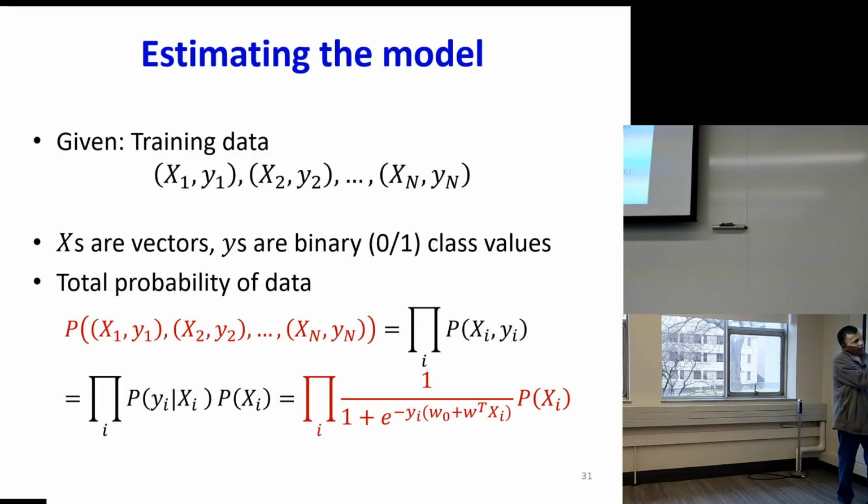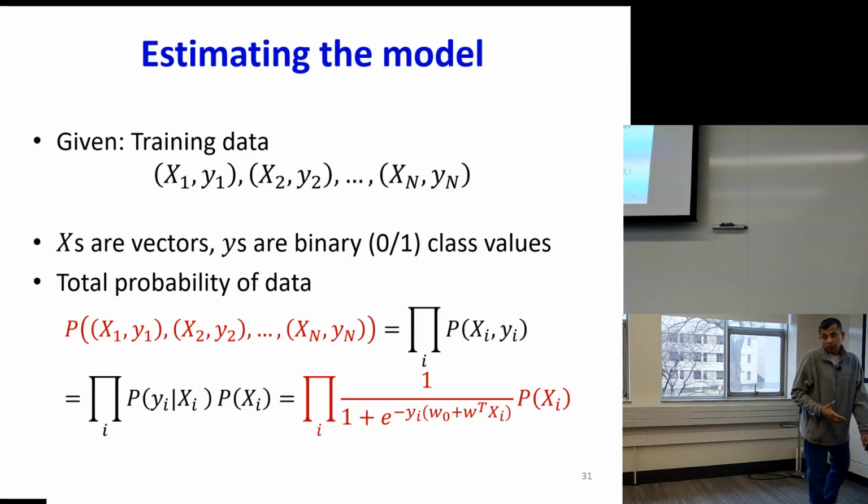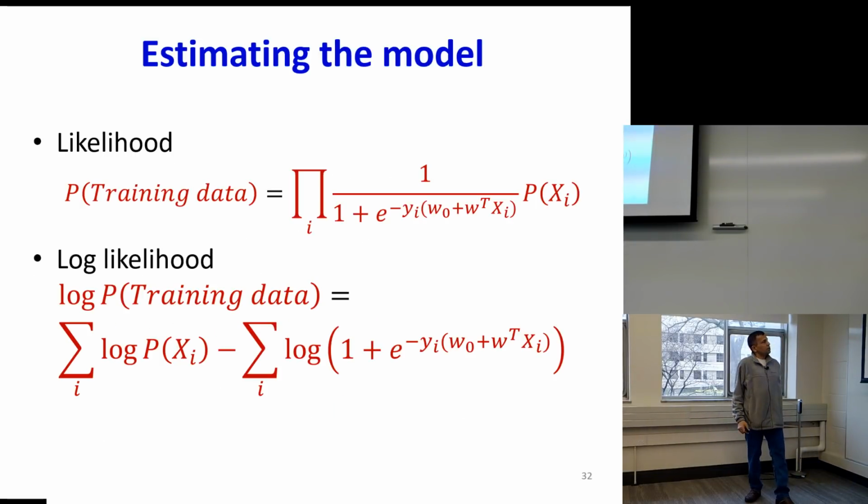So this entire term is going to become the product of, assuming that I'm representing P of y given x by the logistic function, this entire thing is going to become the product over all the training instances of the logistic function applied to each of the inputs times the probability of the x itself for that input. And further, I can segregate these into two components.